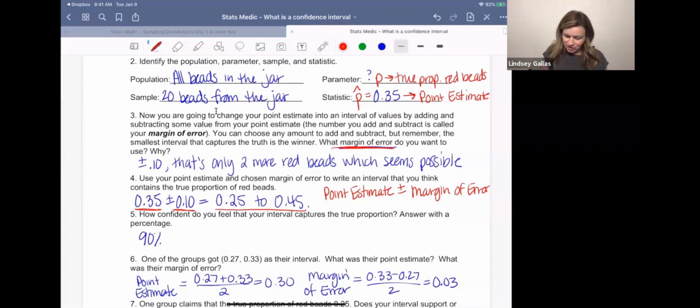Number 5, how confident do you feel that your interval captures the true proportion? I feel pretty good about mine. 25 to 45% seems pretty reasonable. So I said maybe 90% confident. Again, that is totally up to you.